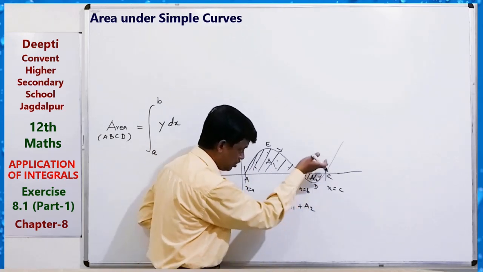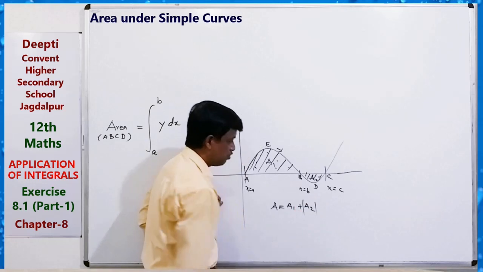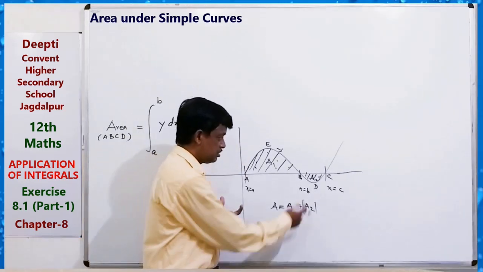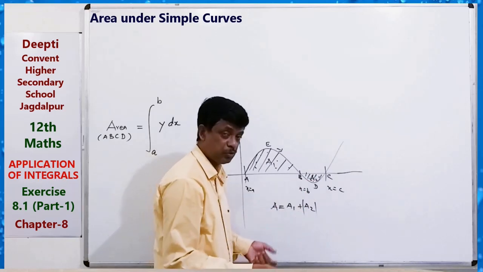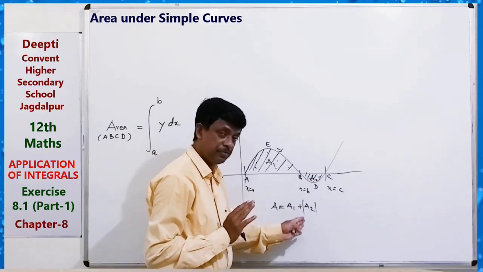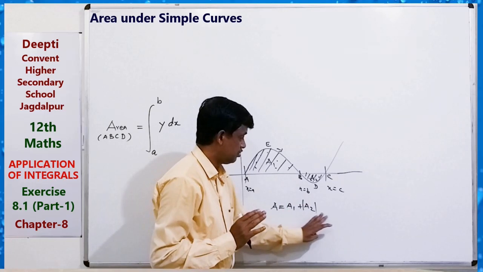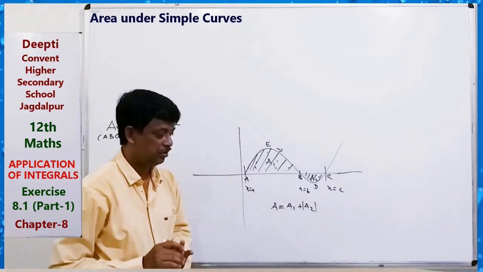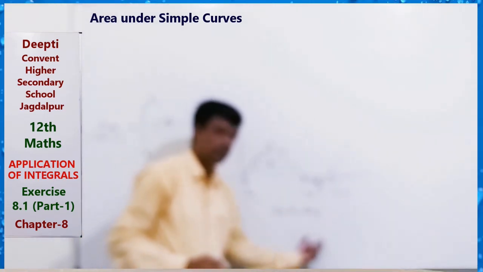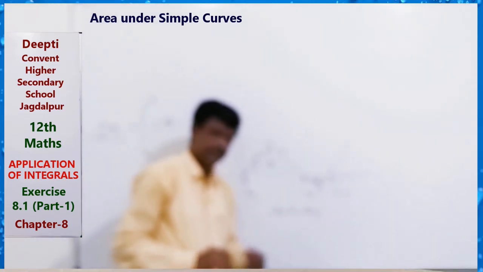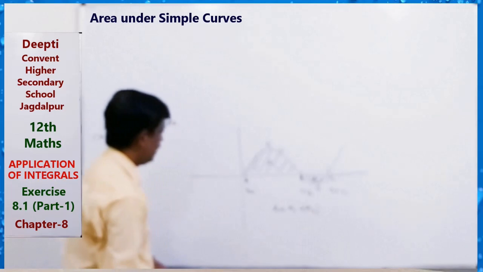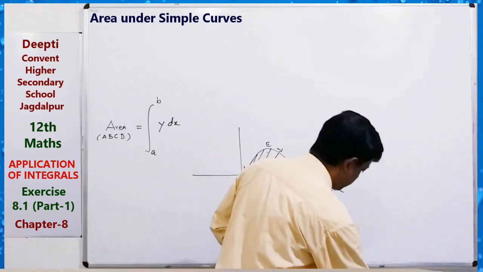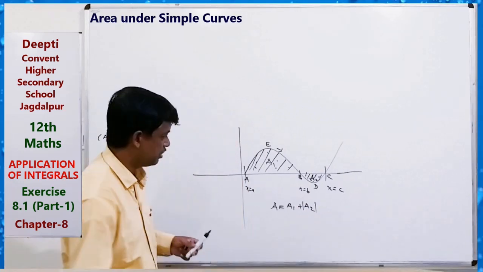But A2 is in the lower part, so you have to take the modulus value, the numerical value, because this will give a negative value. So we must take the numerical value by taking the modulus of them. Clear? And this is the area under the curve, meaning between the curve, x-axis and ordinates.